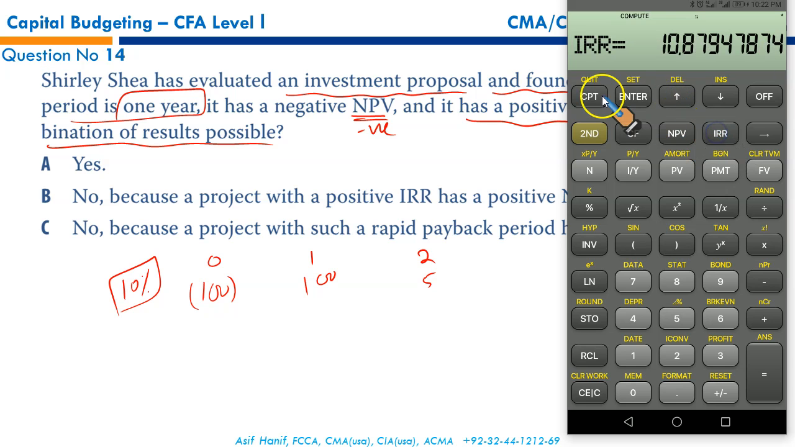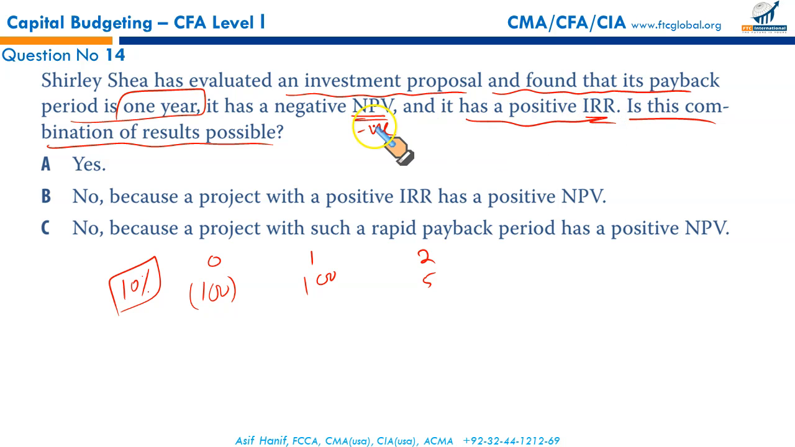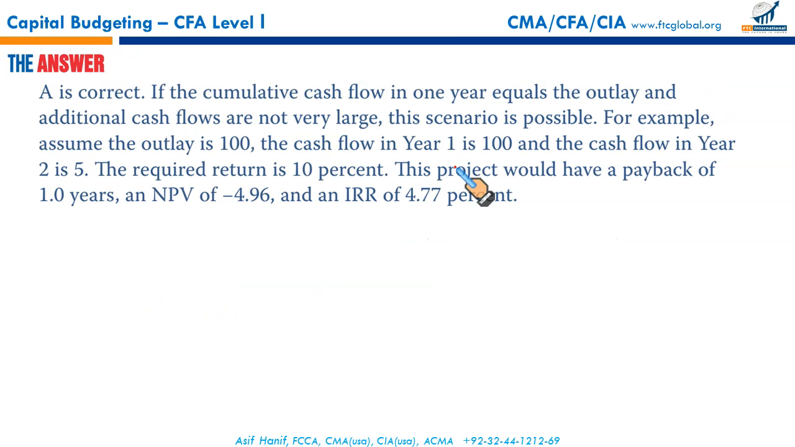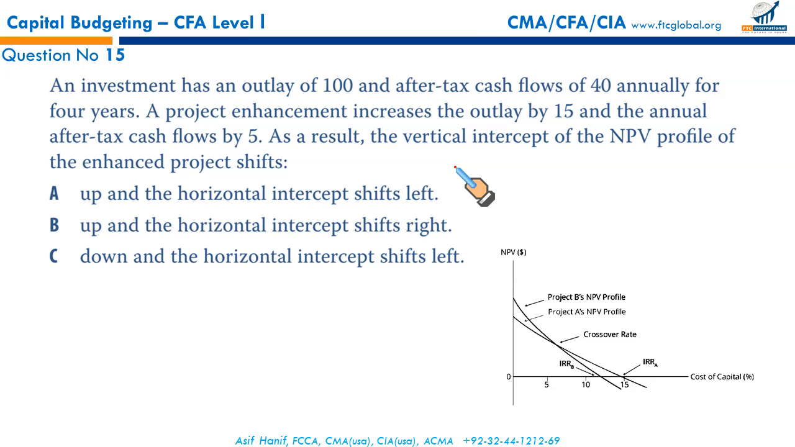I hope the system stays. IRR is 4.77. IRR is positive, NPV is negative, and the payback is 1 year. You can use a combination of numbers to give you a payback within 1 year, and not a longer project. So you will have the same arrangement, same cash flows. It is possible, it's perfectly possible. We have just checked using the numbers. So that makes A the correct option.